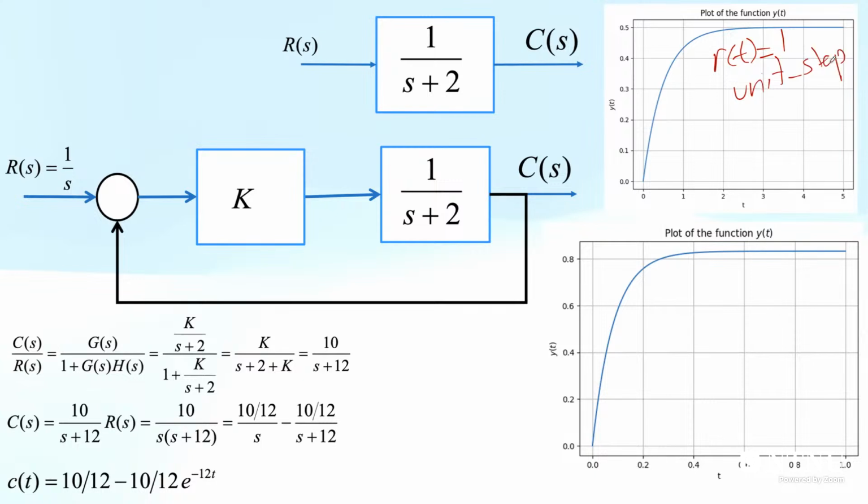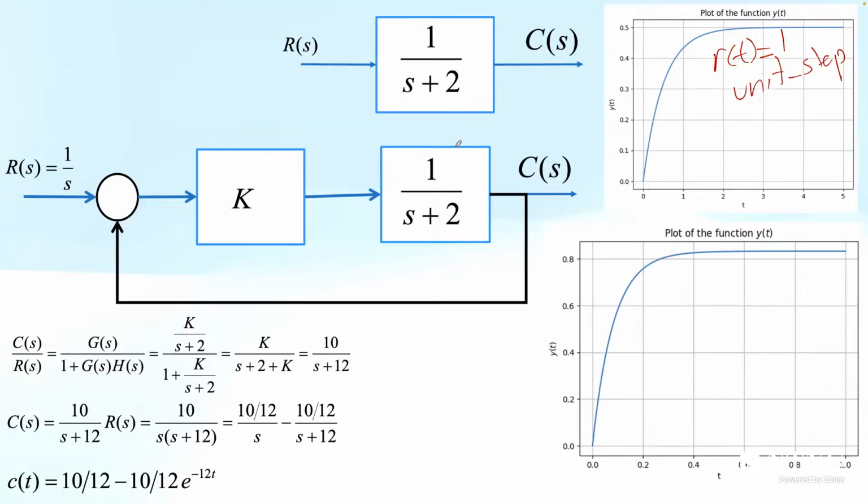And as you can see, if you increase the input here, you will still also get some steady state error. If you want to overcome this steady state error, you need to use a closed loop system. So we will just close the loop.